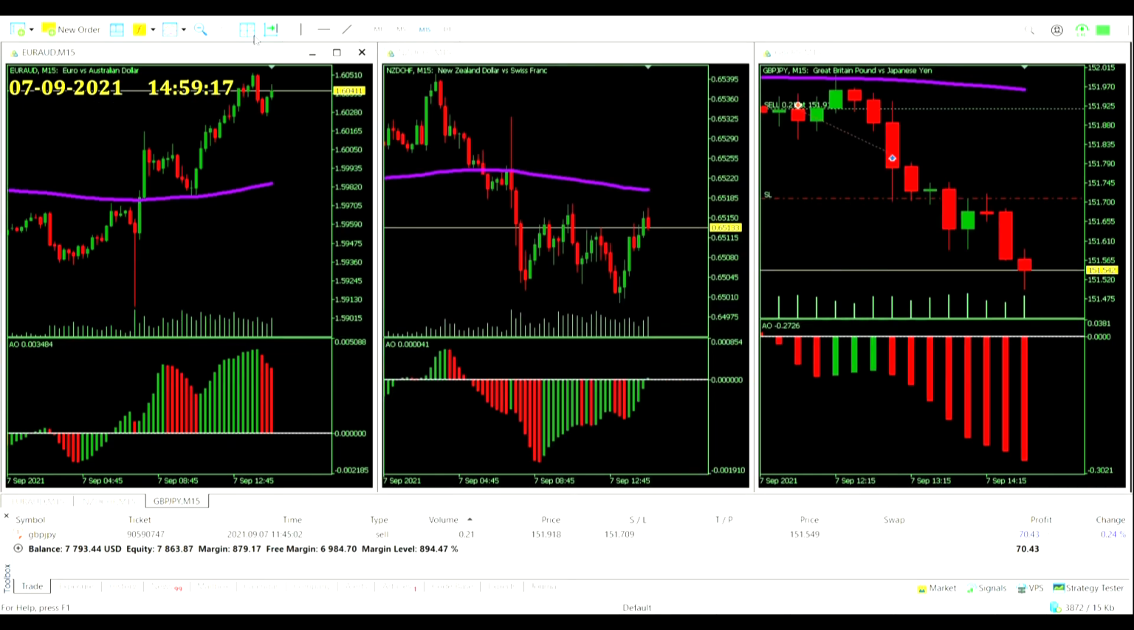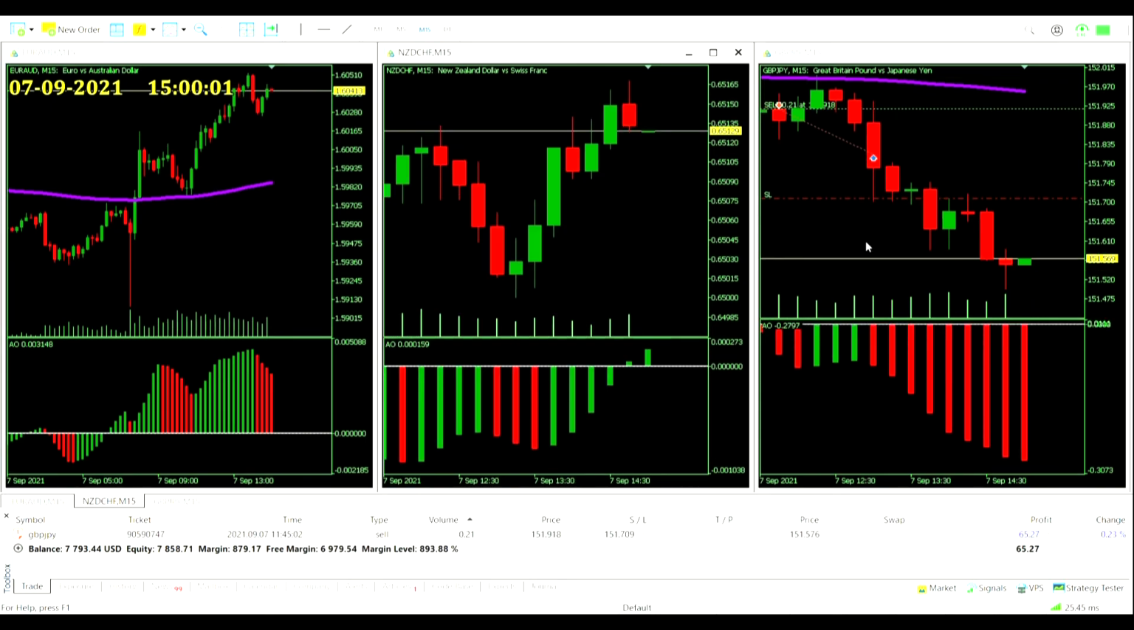Let's see how that New Zealand dollar Swiss franc is finishing up. Yeah, it does look as though it is going to close above zero, but price is not going to make it anywhere near to getting above that moving average. So we won't have a signal there by the look of it. And so there it does close without giving us a signal.